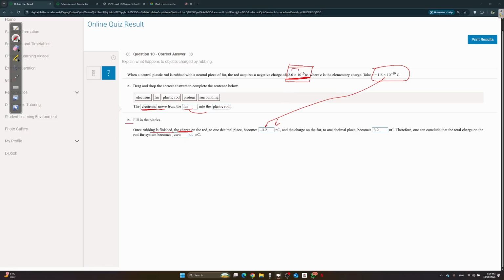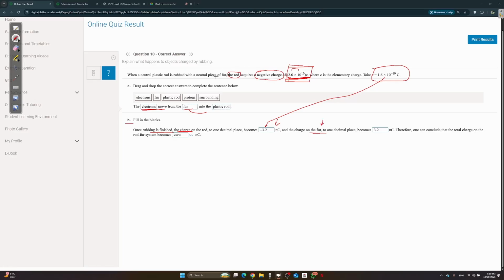Now tell me why it's negative. Because electrons are usually negative. This is the charge of the rod that got the electrons. Now, they said the charge on the rod after you get it, then they want the charge on the fur.